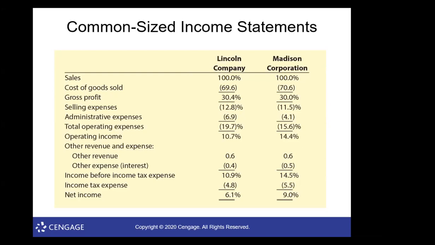But what I want you to start thinking about is, if you're comparing two companies, what are some things that you would want to look at to decide which investment would make more sense for me? So again, even if you just looked at the bottom line, Madison Corporation is doing better than Lincoln Corporation. Any questions on the common size? Okay.